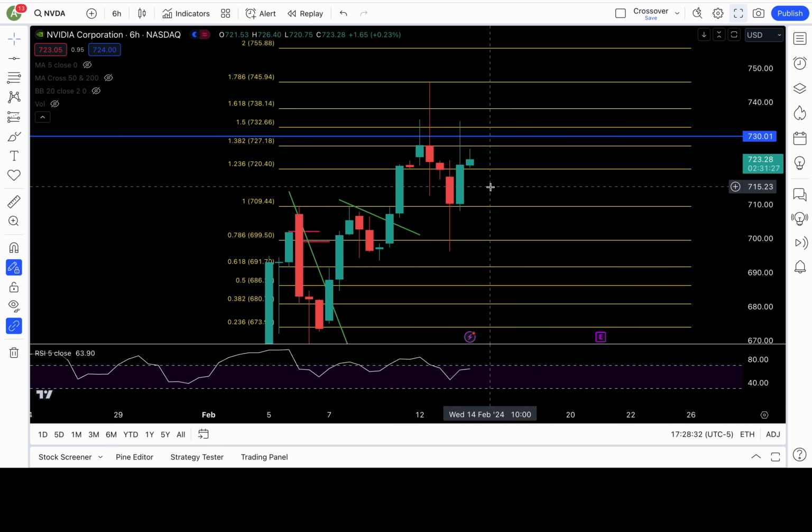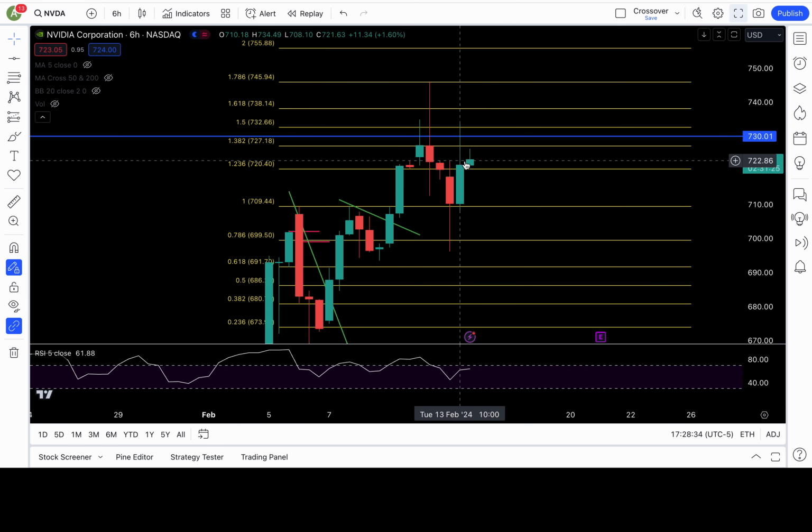NVDA, beautiful intraday action in my opinion, if you can handle the volatility. Gave us an end of day bounce. Some way, somehow managed to close above the 720.4 level end of day. For me to be bullish, got to stay above 720.4 and clear 727.